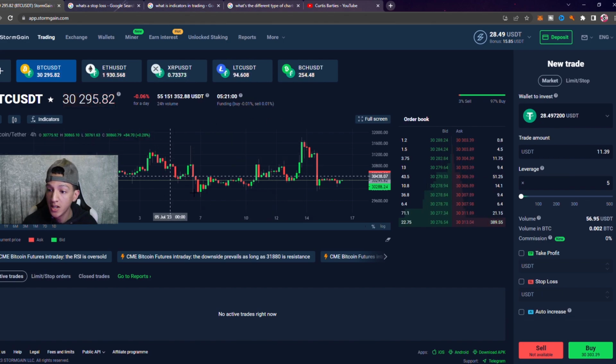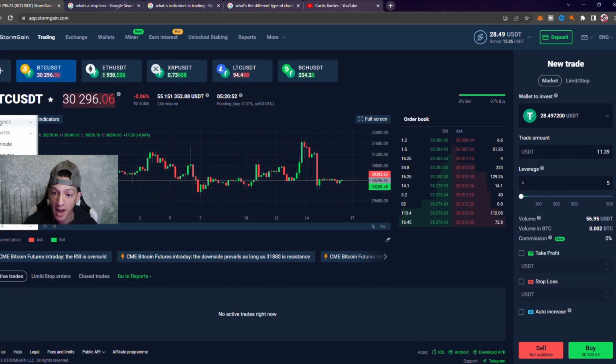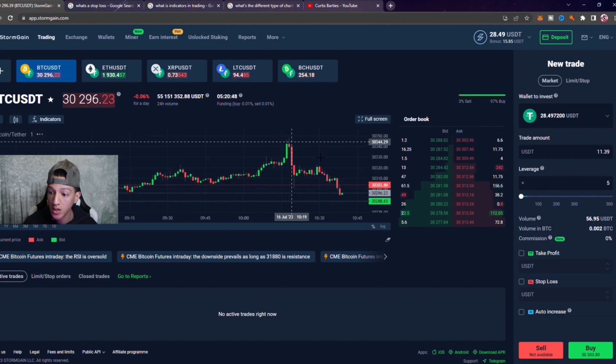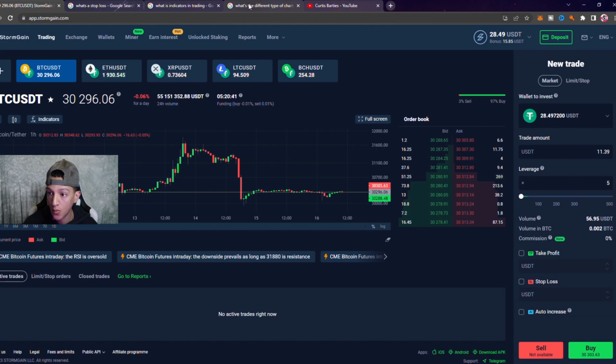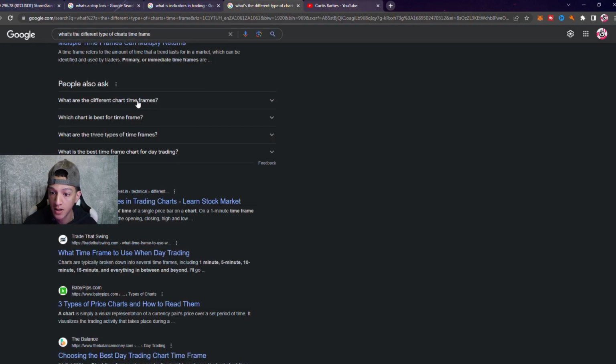So here we just can see we have a chart. So this is probably what you see. I can see there's up and down the whole time. So this here is basically the type of chart you can have on StormGain. So this is a 1 minute chart where you have your opening and closings for a 1 minute time frame, 5 minute time frame, 15 minute time frame. So just a little bit more of the different types of charts I can see on this side.